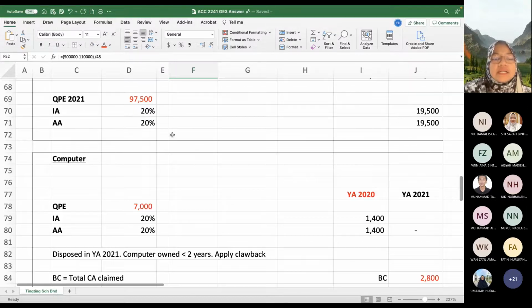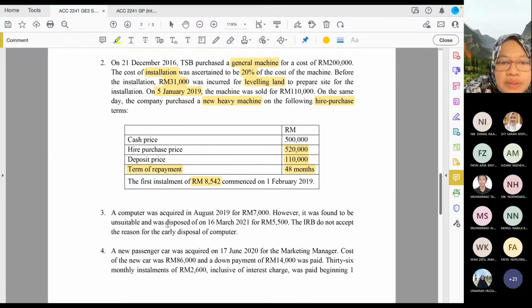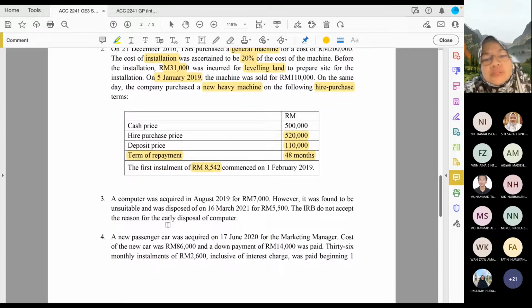Okay, the next one is on the computer. A computer was acquired in August 2019, so I think that is YA 2020, costing 7,000. However, it was unsuitable and disposed of on 16th of March 2021. But the RB does not accept the reason for the early disposal. So in this case, the disposal is without commercial justification.